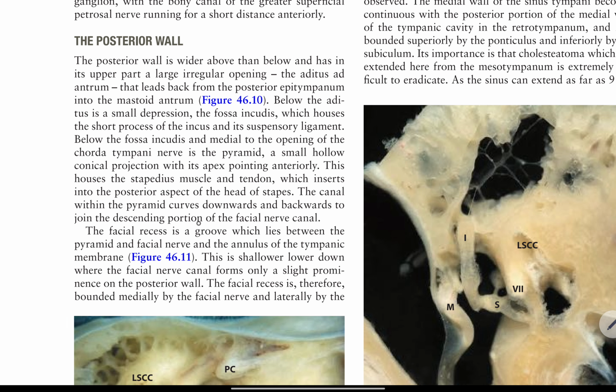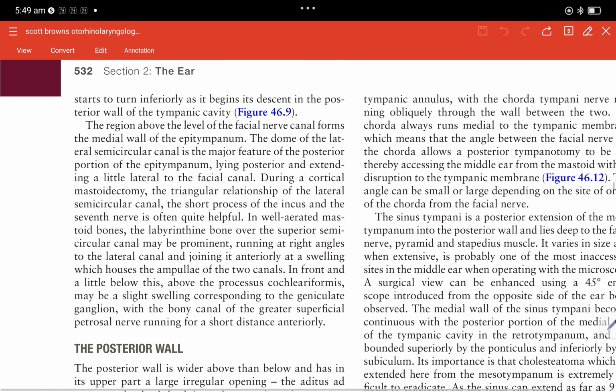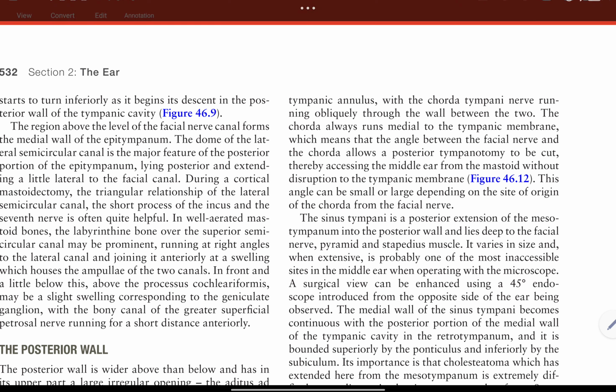The facial recess is a groove which lies between the pyramid and facial nerve and the annulus of the tympanic membrane. This is shallower lower down, where the facial nerve canal forms only a slight prominence on the posterior wall. The facial recess is therefore bounded medially by the facial nerve and laterally by the tympanic annulus, with the chorda tympani nerve running obliquely through the wall between the two.